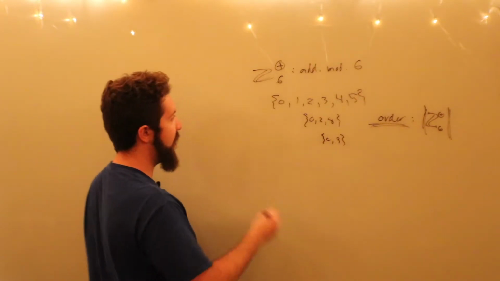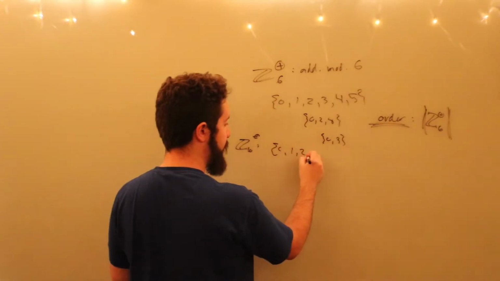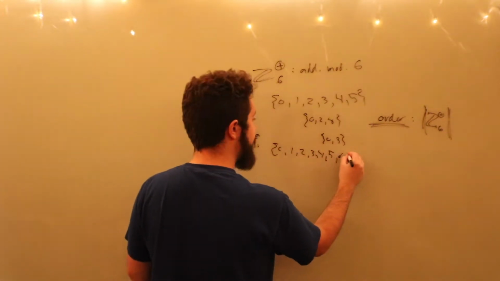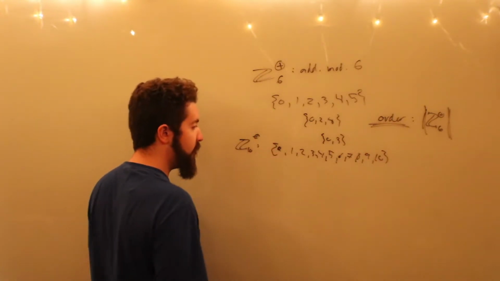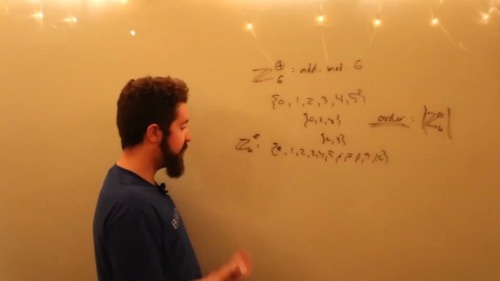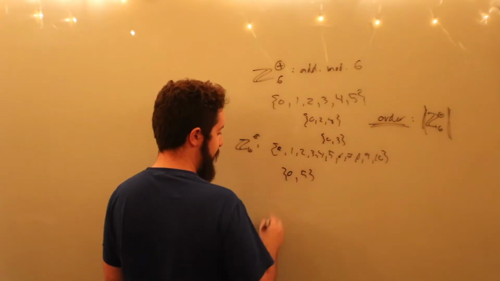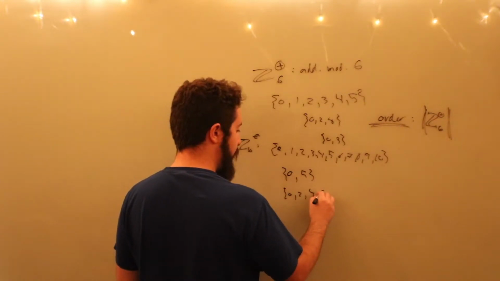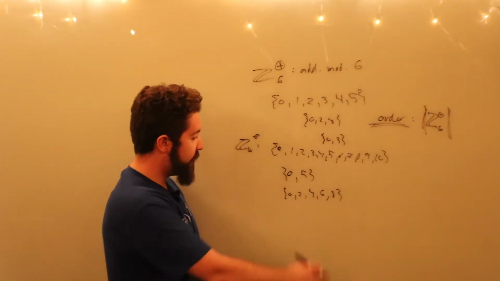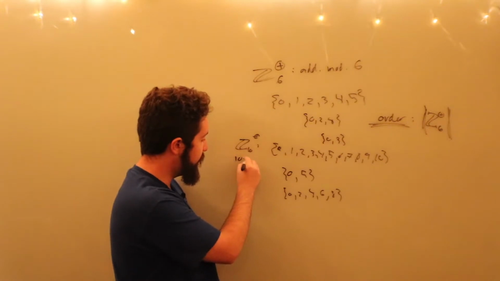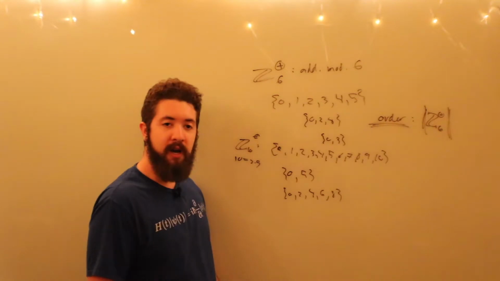Well, suppose instead we had Z10. Z10 is going to be 0, 1, 2, 3, 4, 5, 6, 7, 8, 9, 10. And you are going to find that the only subgroups of this are going to be 0, 5 and 0, 2, 4, 6, and 8. Once again, we have that 10 is equal to 2 times 5. We have a subgroup of order 2 and a subgroup of order 5.